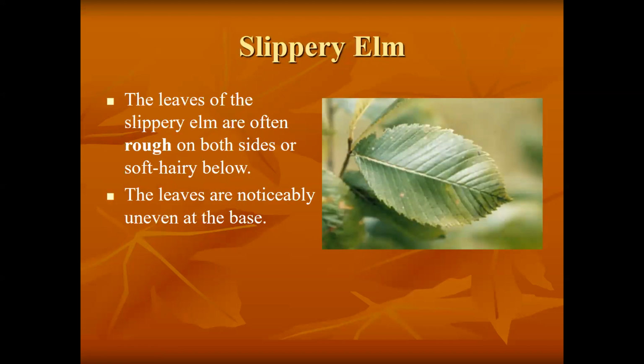The slippery elm. The surface is often rough, and underneath can also be rough. The leaves are noticeably uneven at the base. As you can see in this drawing, the roughness on the top makes it a little duller green.